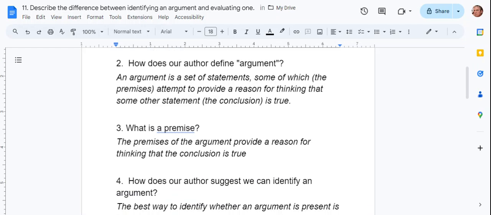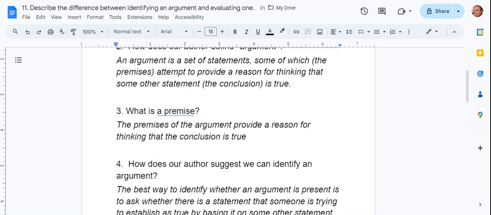Three, what is a premise? All arguments have at least one premise and probably more. Premises of the argument provide a reason for thinking that the conclusion is true. So we identify premises by, first of all, saying that there actually is reasoning going on. And then we look for the two sides of that. Whenever we're reasoning in terms of providing an argument, there's something to be proved, and then there's the way that we prove it. And the premises are the way that we prove it.